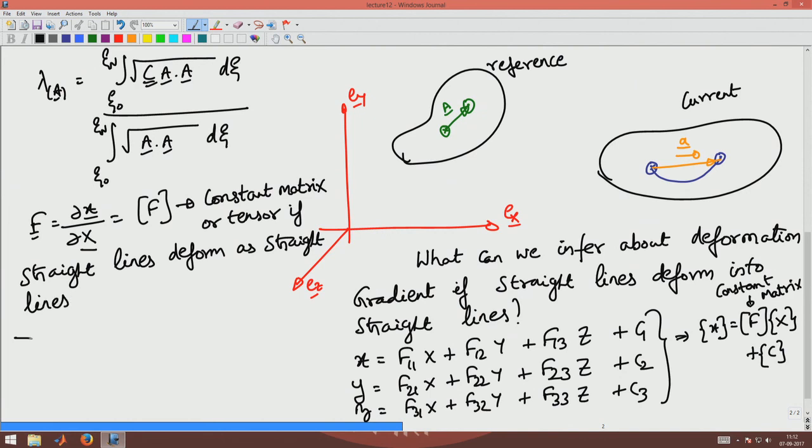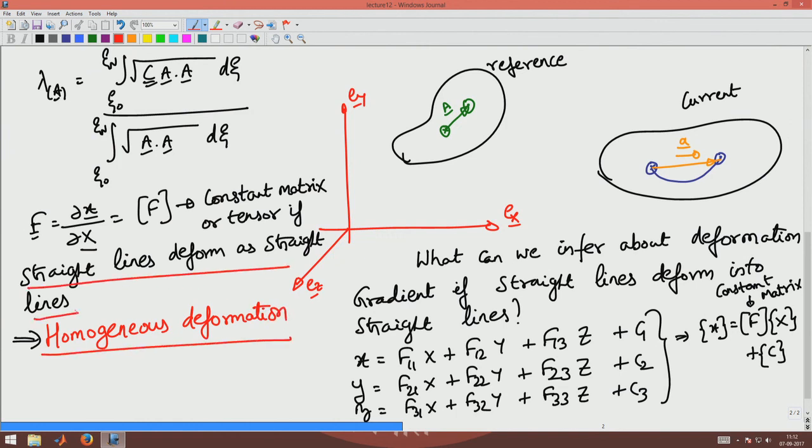Such a deformation is called a homogeneous deformation. Homogeneous deformation is a deformation where straight lines will deform as straight lines. Okay. Such a deformation is called a homogeneous deformation.